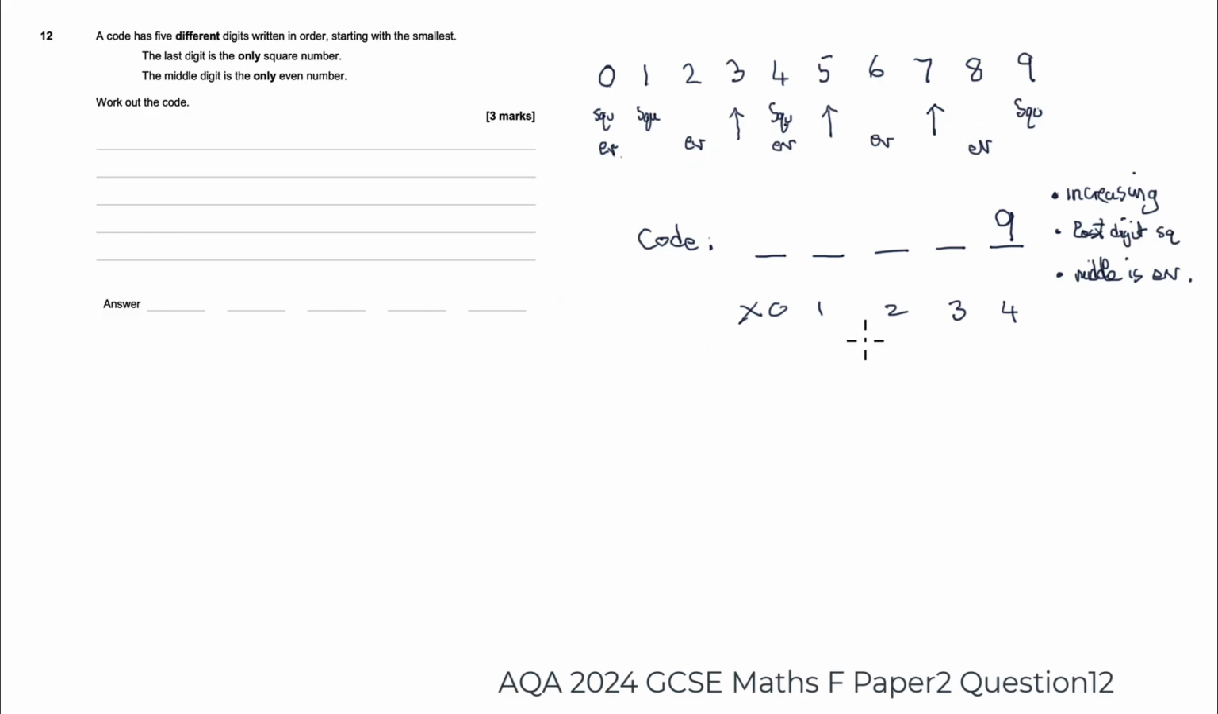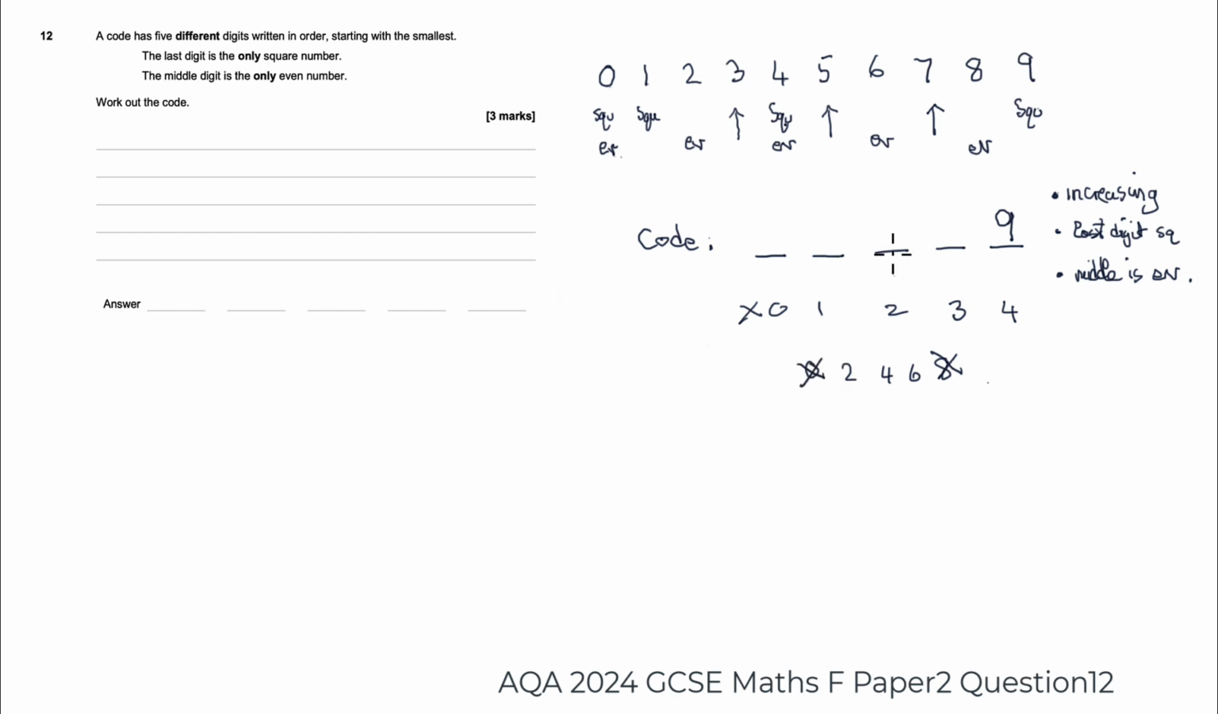Now let's see what we can do with the middle digit being even. And the only even ones we've got are 0, 2, 4, 6 and 8. And you can maybe see why we would rule out 8 in the middle, because there'd be nothing to go into the second last digit. Remember, they're increasing. So we can't have 8. We couldn't have 0 for the reason that there's nothing to put in there that's smaller than 0.